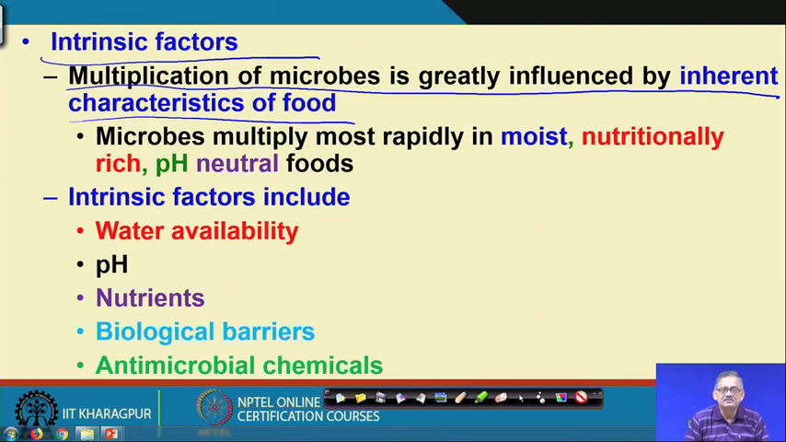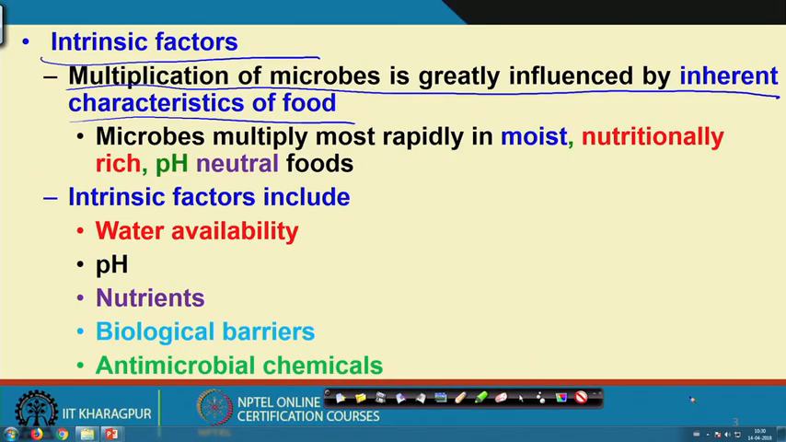Microbes multiply most rapidly in moist, nutritionally rich, pH neutral foods, right. So, they multiply mostly where it is moist. Moisture is a primary factor. Again, I have referred many times to water activity. This term is always associated, because that is the availability of water for the organism to grow. Now, we are not saying which organisms. It could be bacteria, yeast or mold, because in the earlier class we said that we food engineers, food scientists, food technologists are concerned mostly with these three types of microbes, bacteria, yeast and mold, right.